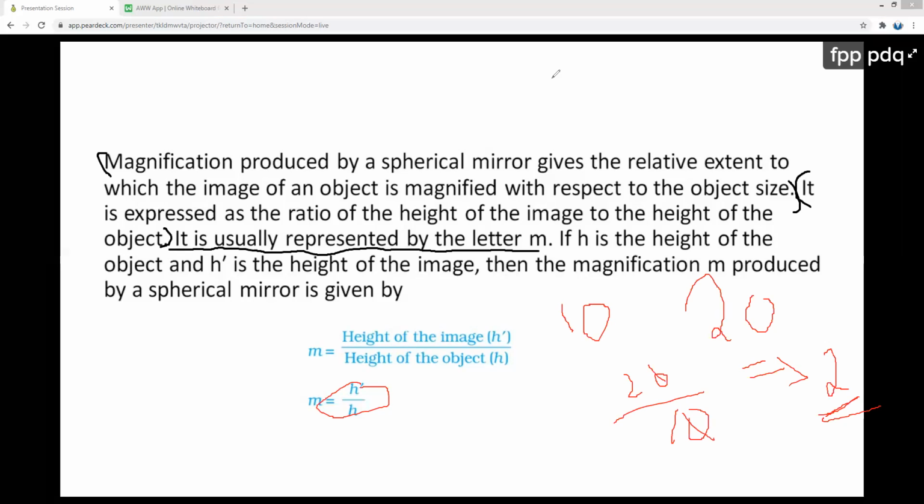But in some cases, they might not tell you the height of the image or the height of the object. In that case, magnification can also be denoted as minus v by u, right, Aman?